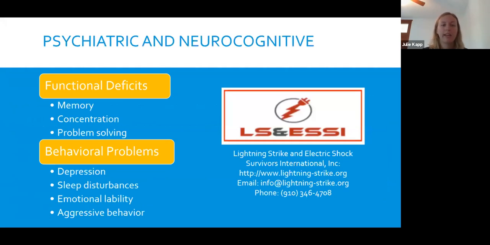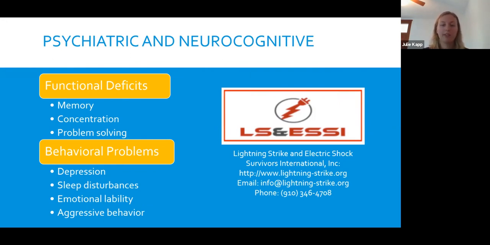There can also be psychiatric and neurocognitive deficits after a lightning strike, and those are broken up into two categories of functional deficits and behavioral deficits. The functional deficits include things like memory, concentration, and problem solving. And then behavioral problems can also be seen that include depression, sleep disturbances, emotional lability, and also aggressive behavior. So it's important to recommend to victims of lightning strikes and their families to observe for these behaviors.